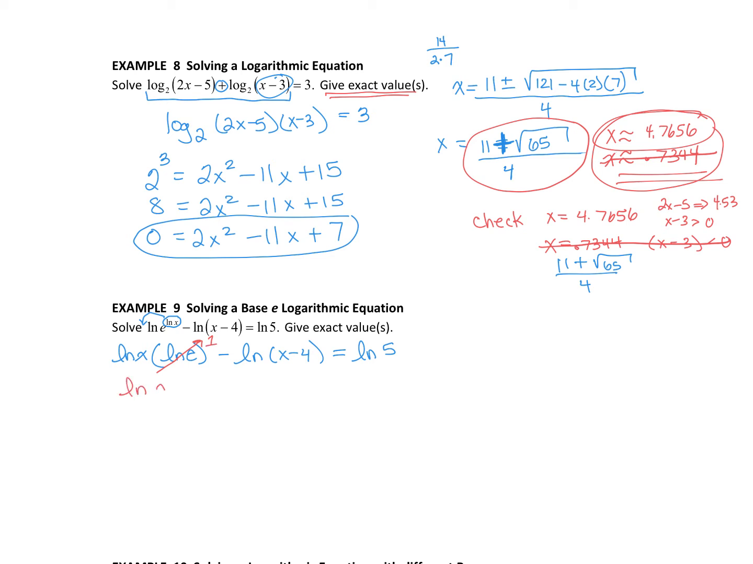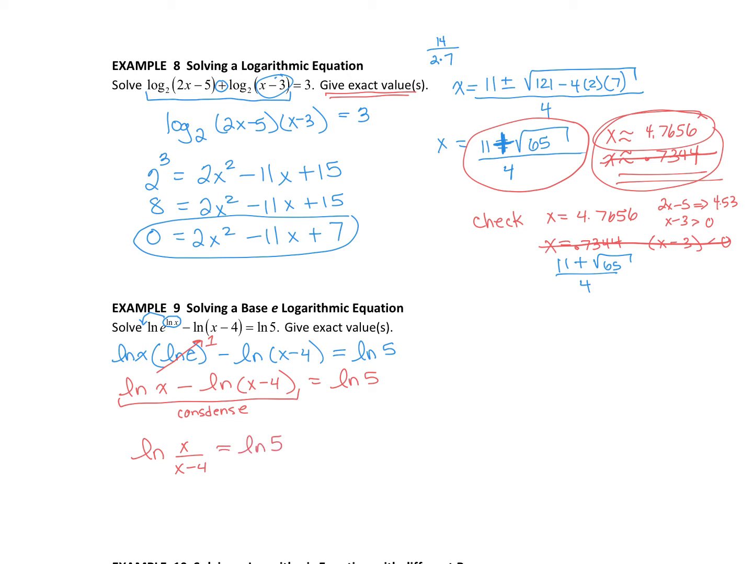So we now have the natural log of x minus the natural log of x minus 4 equals the natural log of 5. So again, I have logs on both sides, but I need it to be a single log equal to a log. So we're going to condense these. It's a subtraction, so we're going to divide. We'll have the natural log of x divided by x minus 4 equals the natural log of 5.